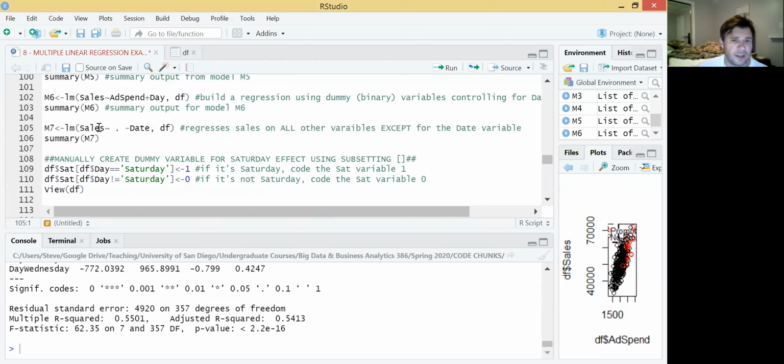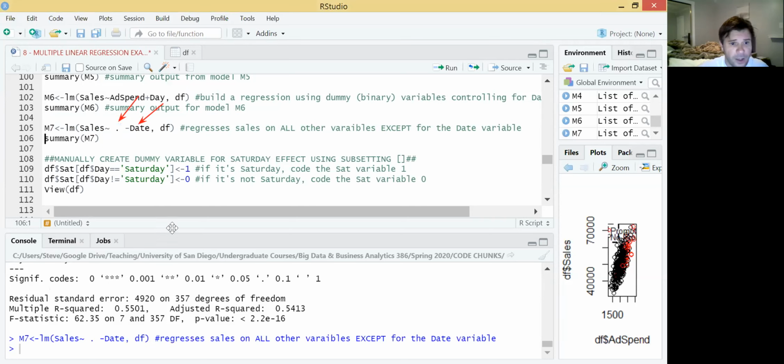Looks like there wasn't too much of an importance effect with months in terms of seasonality, but let's suppose here we went with the whole shebang. What we're going to do here is build a model that regresses sales on all other variables except for the date variable. The way we do that, we put a dot to tell it we want you to use all of the variables on the right-hand side, and then we use minus date to tell it to pull the date one out, except for the date. So we're going to go ahead and run model 7 here.